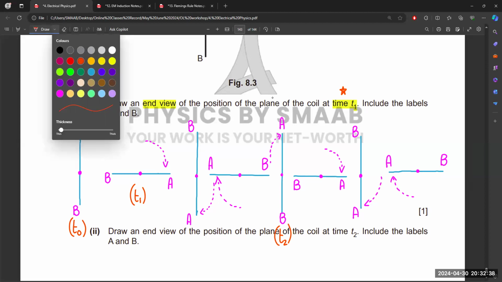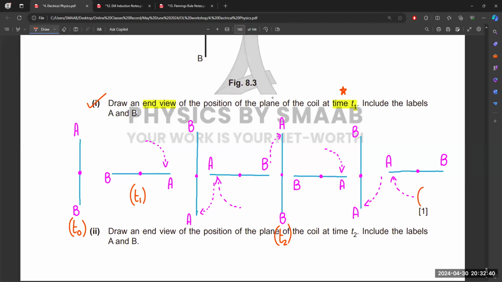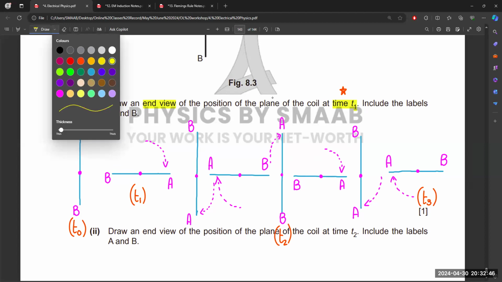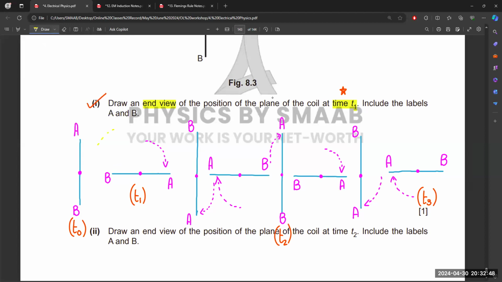So this is point T3. Basically in the first part, they are asking about this specific diagram. So this is the answer, right? For the first part. All other diagrams are just for the explanation for your reference. The answer is the horizontal one that you have to draw.